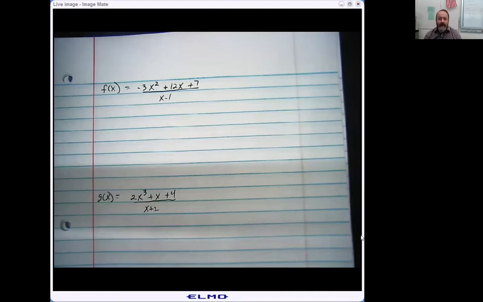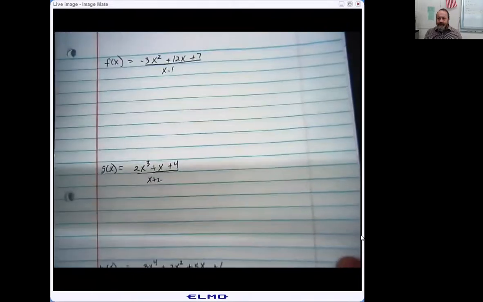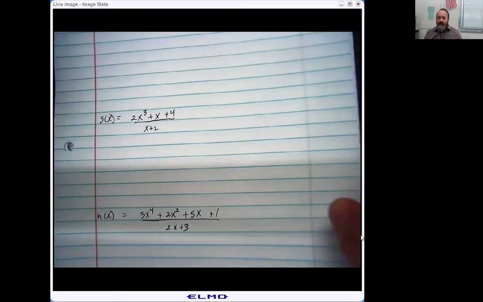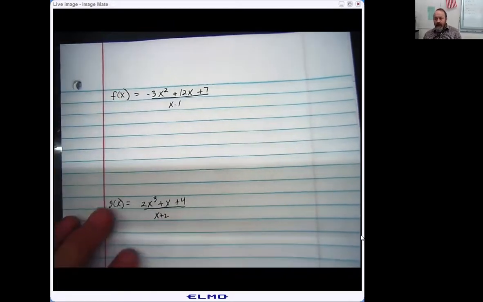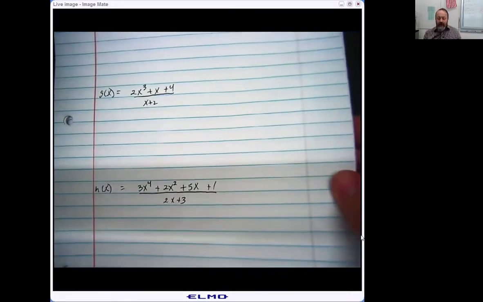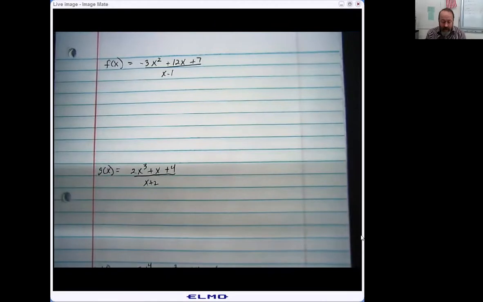Where the numerator is actually larger than the denominator. So I have three quick examples, F, G, and H, where notice that I have a second degree divided by a first degree, a third divided by a first, and then finally a fourth divided by a first. They can actually be different than this. These are simple examples.